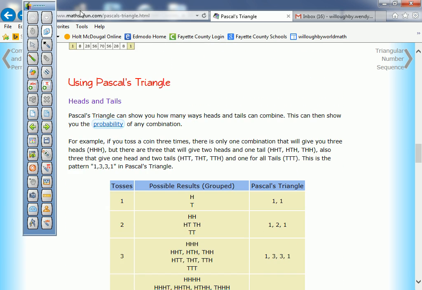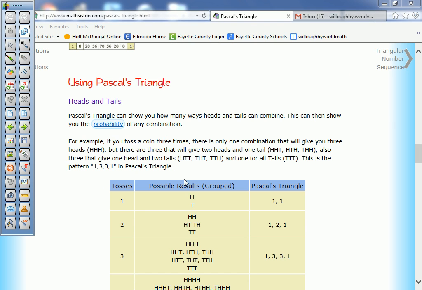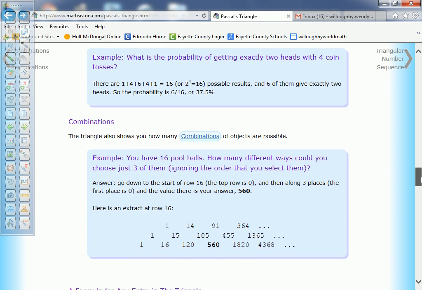Okay, and then the uses of Pascal's. One is we can use it in probability, and I really wish we had enough time to explore this: how Pascal's can be derived from combinations.